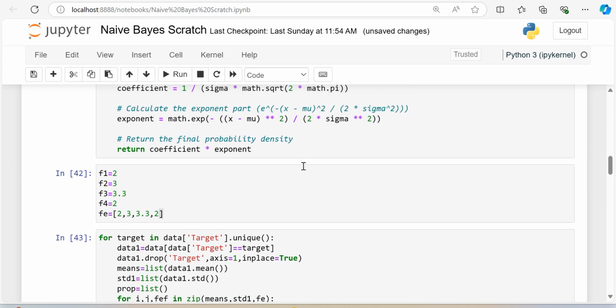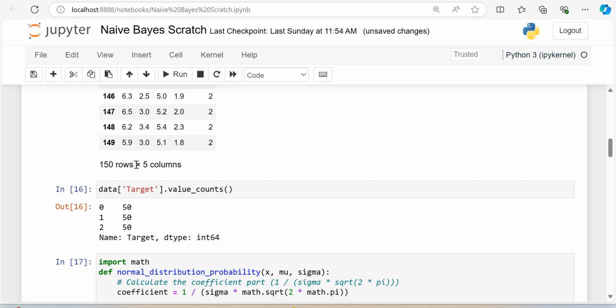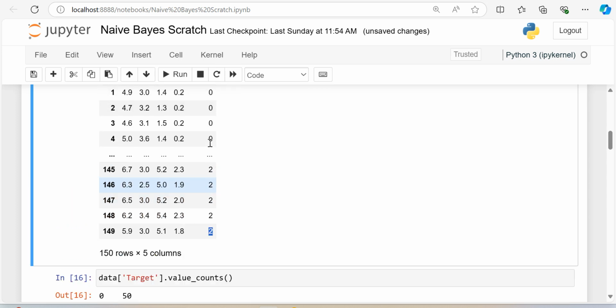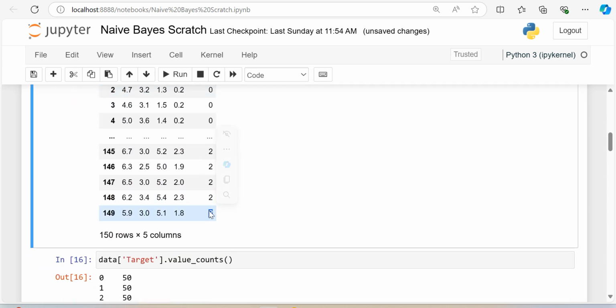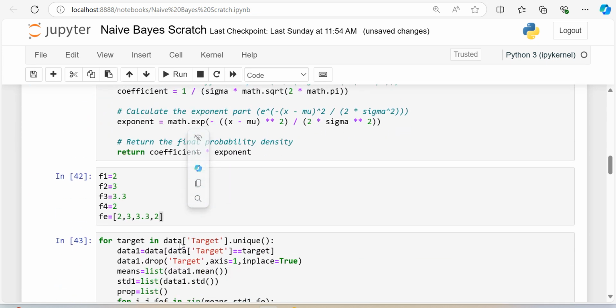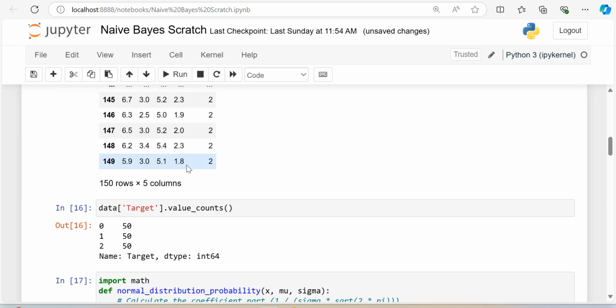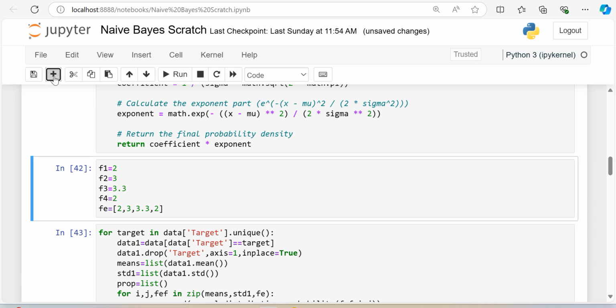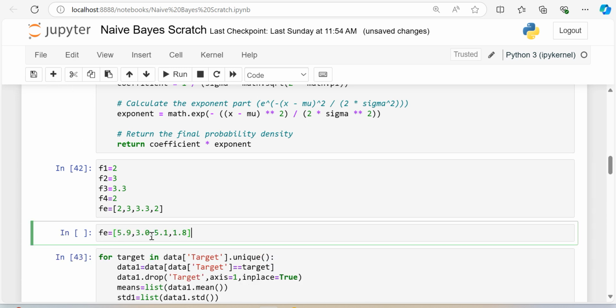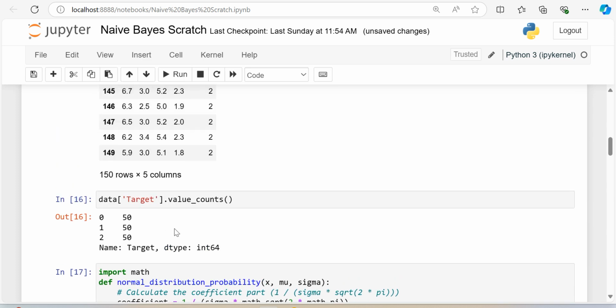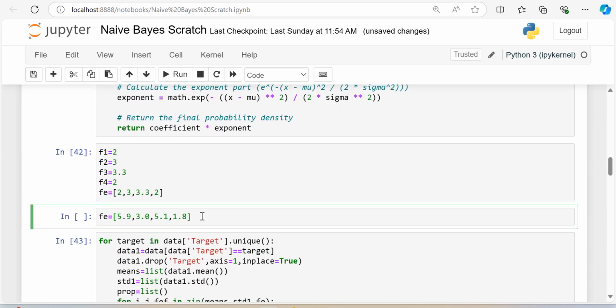Let's take one more example. Let's take one from the data and try to predict it. Here we already know this is coming from class 2, or actually this is labeled. But let's try to predict how our model is predicting, whether it's predicting 2, 1 or 0. So let's test our model. Let me take this example: 5.9, 3.0, 5.1, 1.8. Let me test on this.